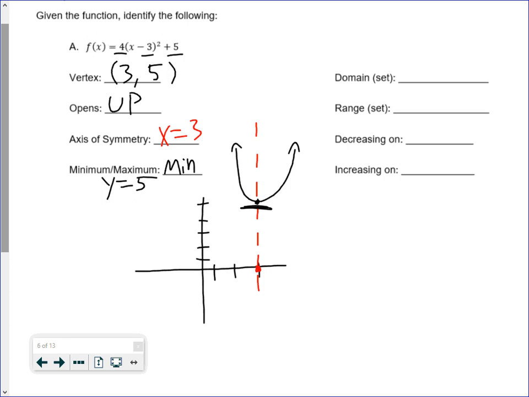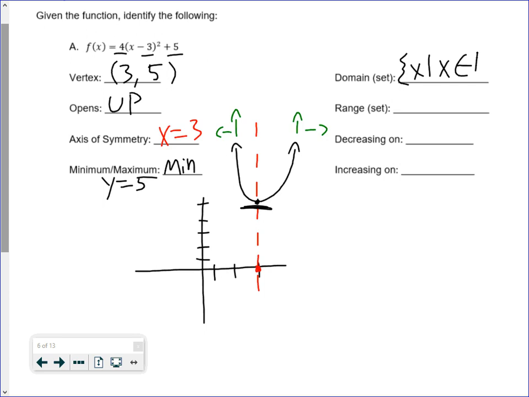So now we're talking about our domain and set notation. So our domain, I can see that we're always going up and to the right, and up and to the left on both sides of the graph, and we do that forever. So I know I'm going to the left and to the right forever. So that means my domain is going to be all real numbers.